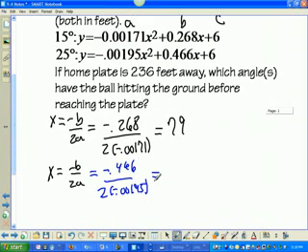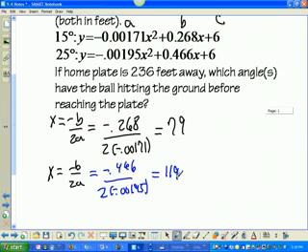So I'll take 0.466 divided by 2 times 0.00195. Notice I didn't say negative because a negative divided by a negative is a positive. And so this one's going to reach its height at about 119 feet. So in other words, of course, that makes sense. The second one gets thrown higher, so it should take longer to reach its height.